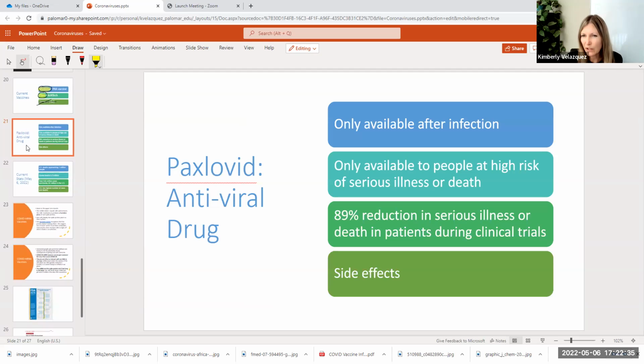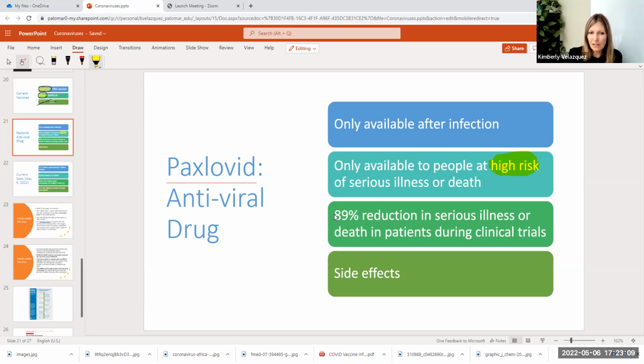Paxlovid is an antiviral drug that's now available. So I know some people are saying, well, why should I get vaccinated? If I catch it, I can just get this antiviral drug. Well, first of all, it's only available after you're infected. So you can still get pretty sick. It's also only available to people at high risk. So this is people with cancer or other high risk conditions. That means they could become hospitalized or die. So not everyone can get this. Like if I caught COVID, I couldn't call my doctor and say, give me some of that Paxlovid.